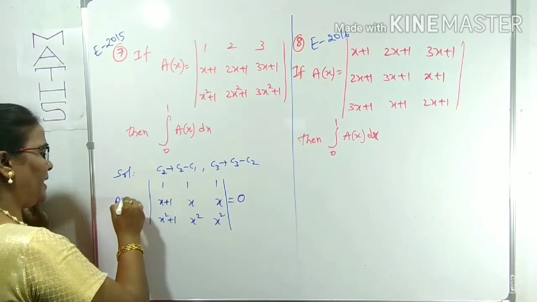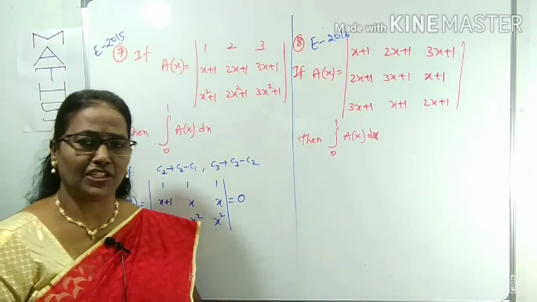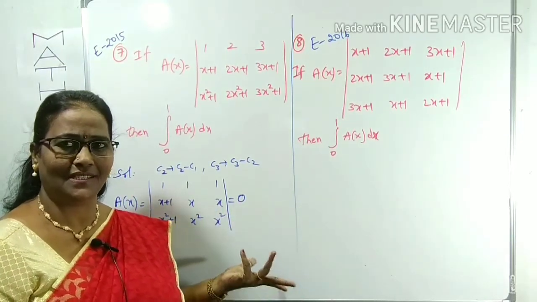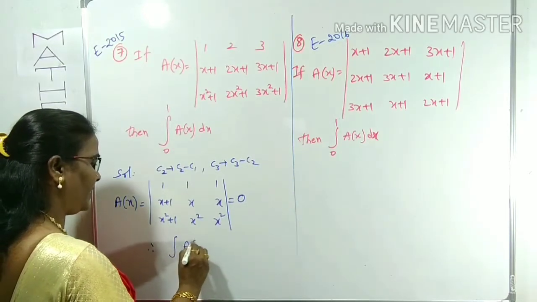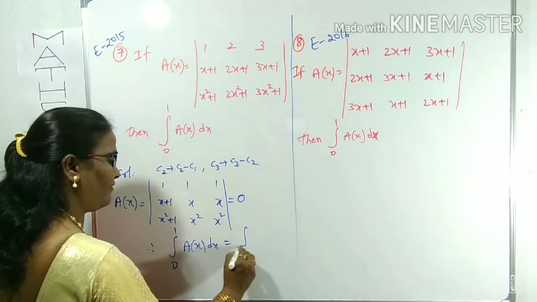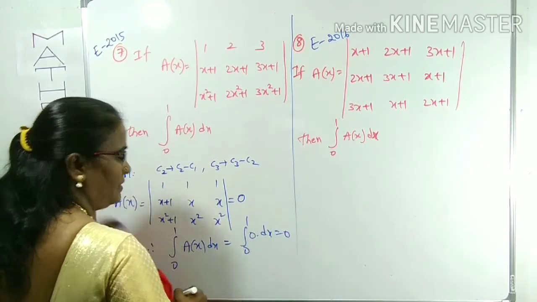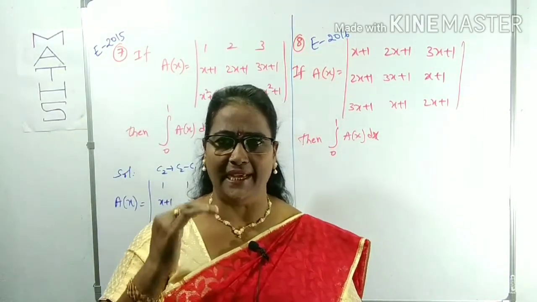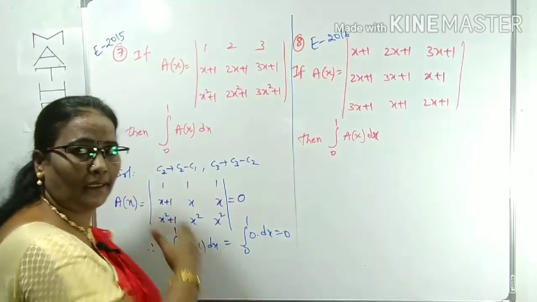Means indirectly the determinant function A of x value, we got 0. What is the integral of 0? It is 0 only. Therefore, what is the resultant value of the integral of A of x between 0 to 1? Itself only 0. Right? Like that we can find out. First we can simplify the determinant A of x, then its integral. He is asking the integral. Is it clear?